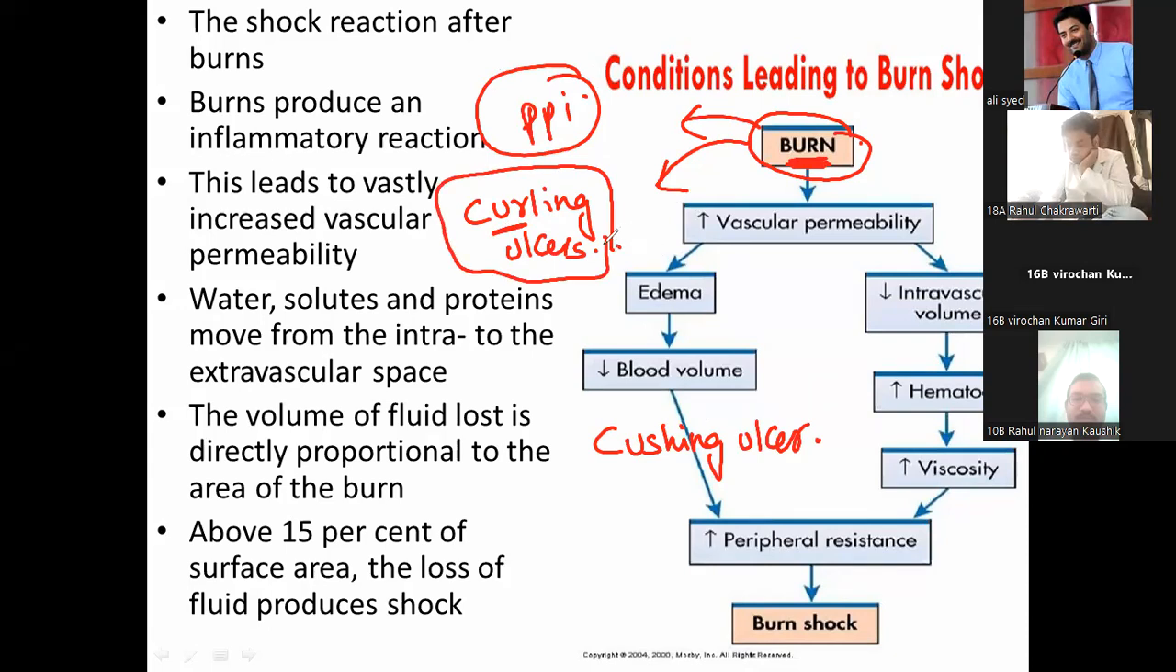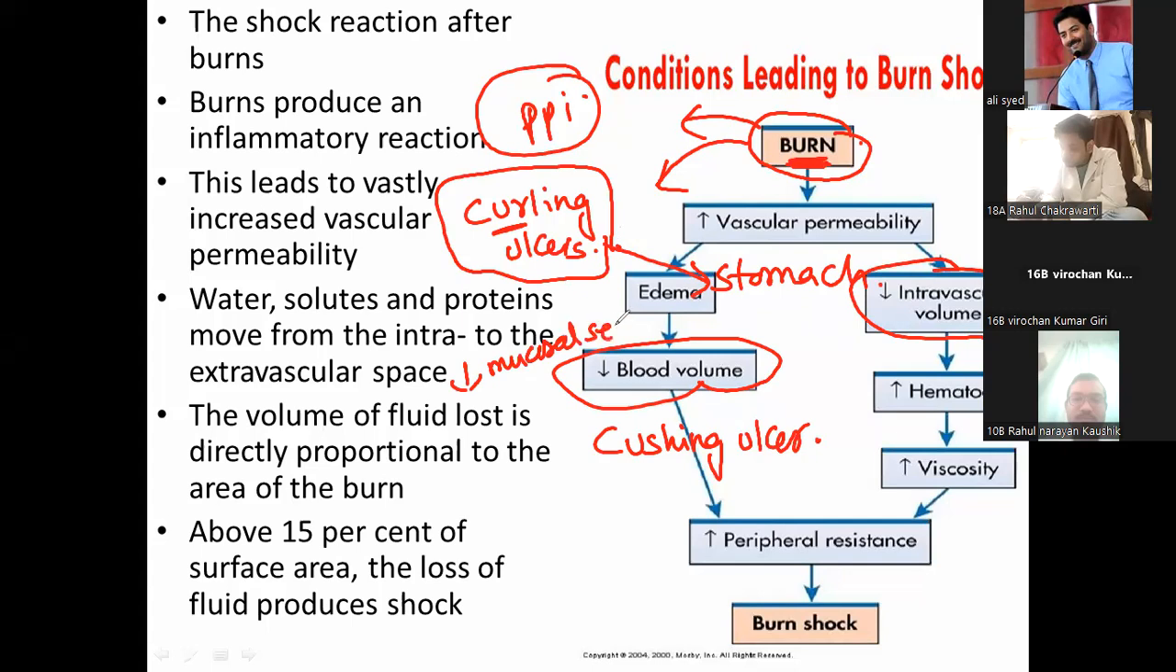So how do curling ulcers form in the stomach of a patient with burn injury? Listen now. Due to decrease in the intravascular volume, due to decrease in the blood volume, there will be decreased mucosal secretions in the patient. And due to that decreased mucosal secretion, the normal HCl will now damage the mucosa. And when the normal HCl damages the mucosa of the stomach, the patient with burn injury is going to develop curling ulcers. So this is how curling ulcers are formed in a patient with burn injury.